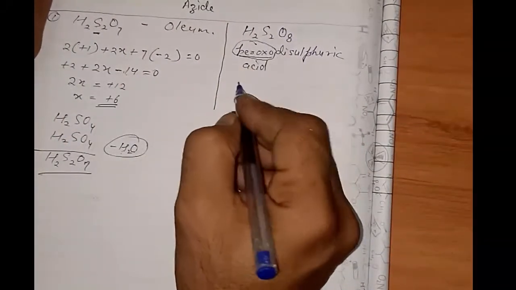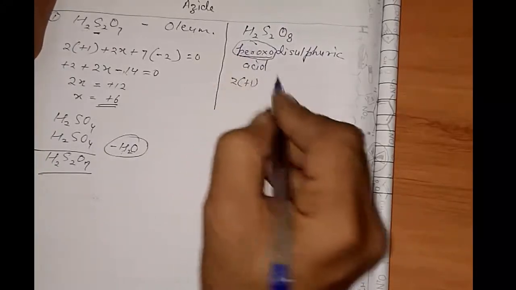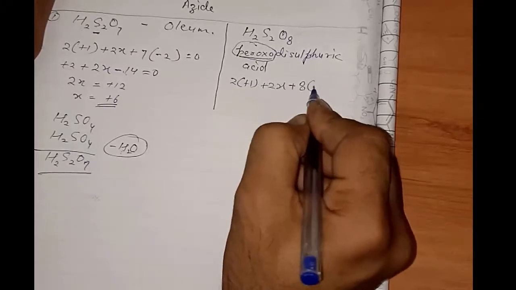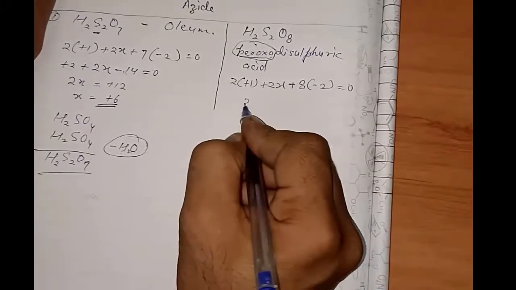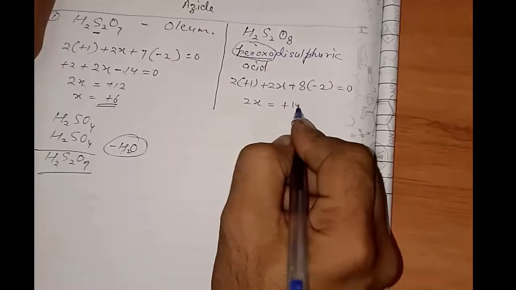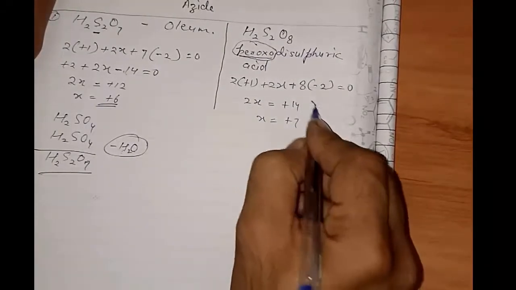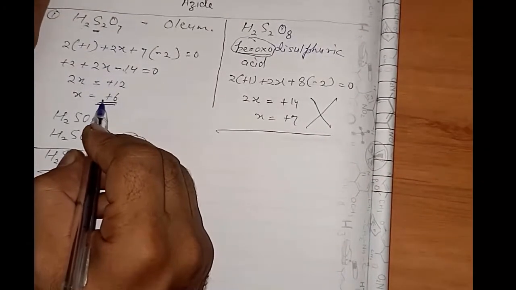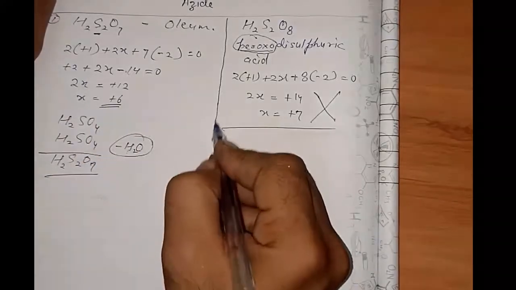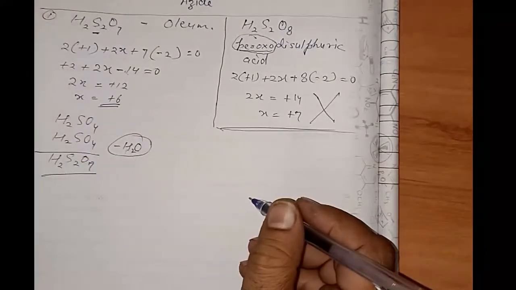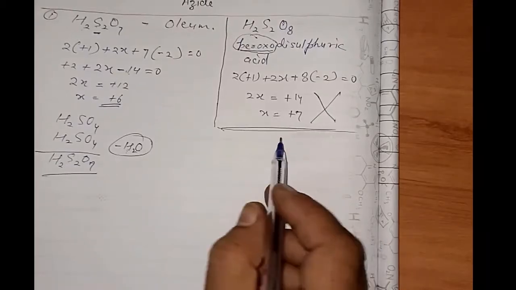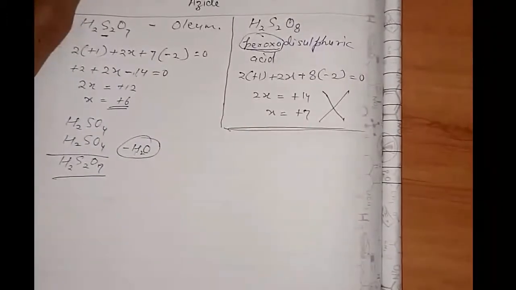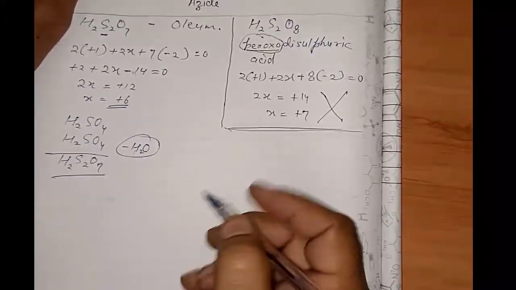Now in this case, if I write 2 times plus 1 for hydrogen plus 2x for sulfur and plus 8 times minus 2 equal to 0, 2x will be equal to plus 14 and x will be equal to plus 7. This is completely wrong, because sulfur oxidation number cannot be more than plus 6, as I told you already. Then what are we supposed to do? We have to write the structure of peroxodisulfuric acid first.